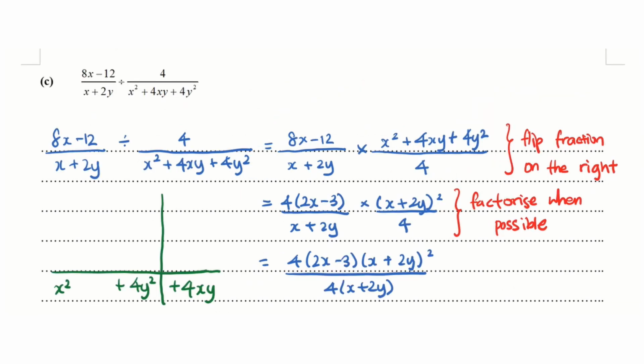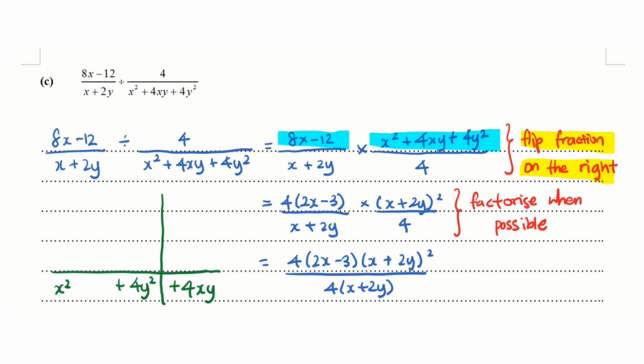Moving on to part C, we are going to be dividing two algebraic fractions. So as per what we did in part B, we will flip the fraction on the right first. Hence, we are going to be achieving this. Now, we will see that in the numerator itself, we are getting 8x minus 12, and the other numerator that we have is x squared plus 4xy plus 4y squared. It is going to be a very tiring task to do the multiplication of these two expressions.